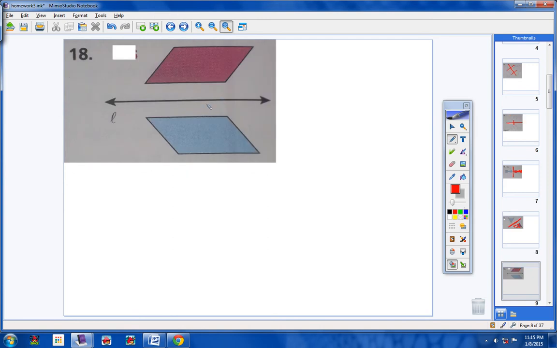Okay, number 18. Yes, this is perfect. If you were to fold this sheet of paper right here on top of this line, this shape here and this shape here would fall right on top of each other. So yes, we definitely have a reflection, yes.